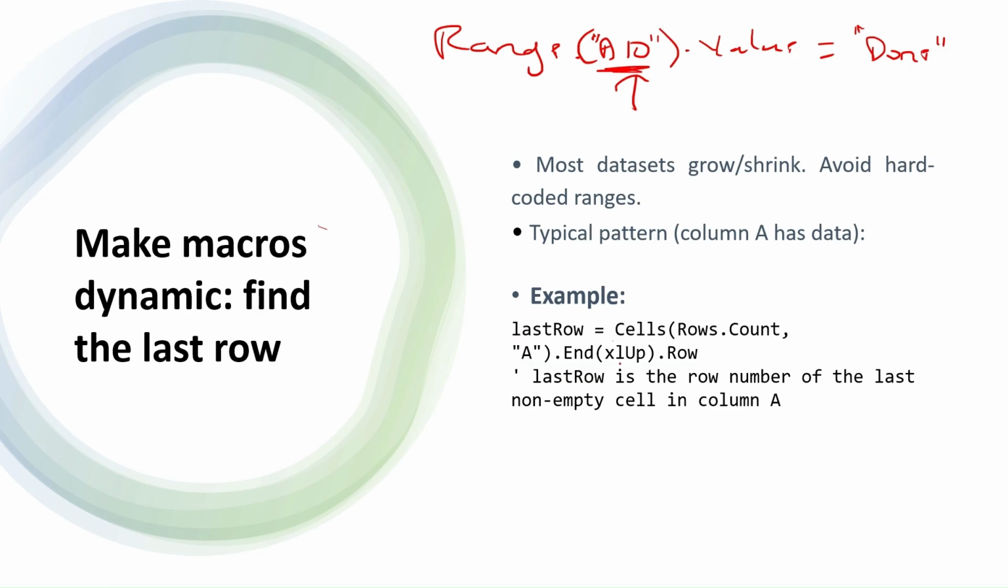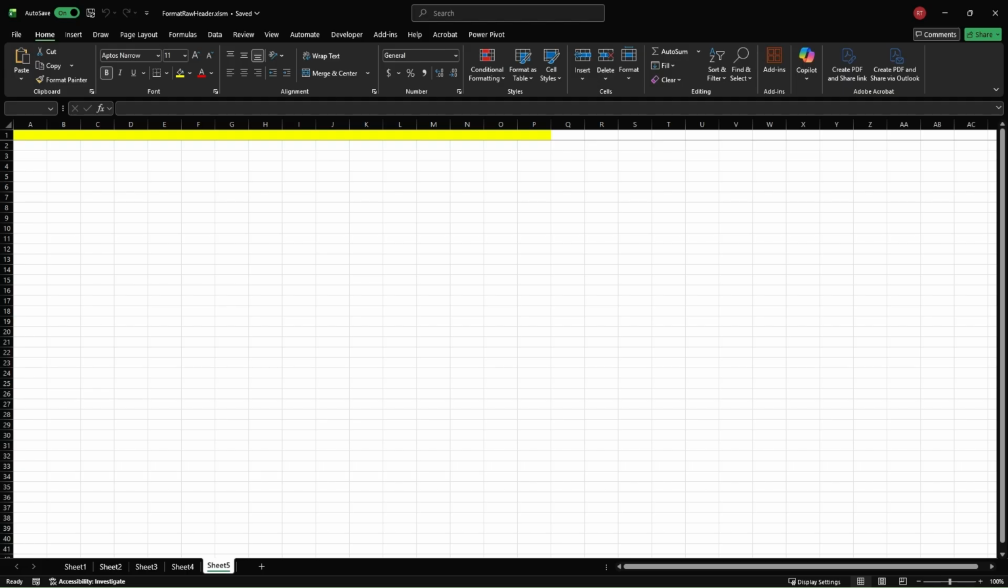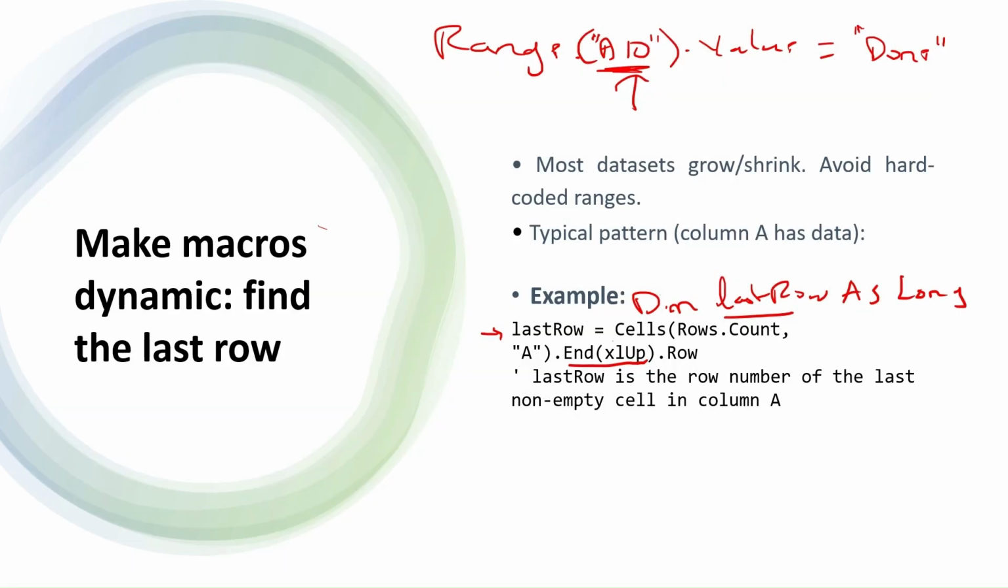So what does this mean? Before we write that, there is something that we missed here: you will need to define the dimension. We'll say Dim LastRow As Long. When you say Dim LastRow As Long, then LastRow is a variable. And what does xlUp mean? If we go there, sorry, let me just close that. This is a macro. I'll just close that and open this one.